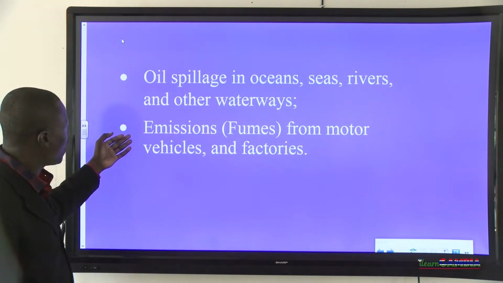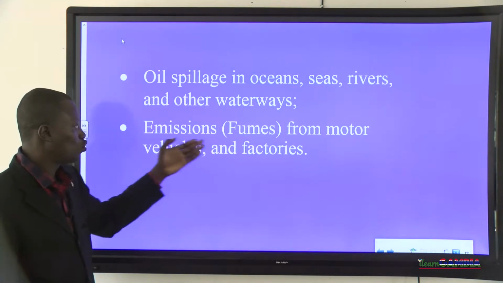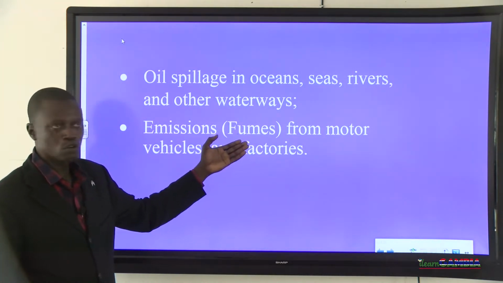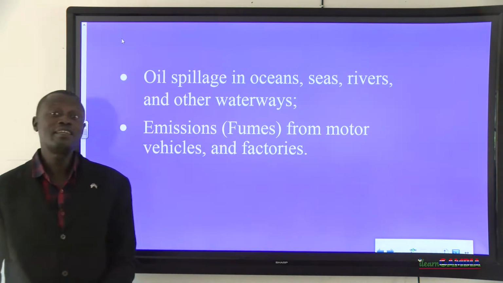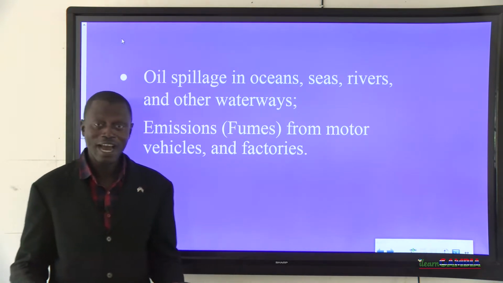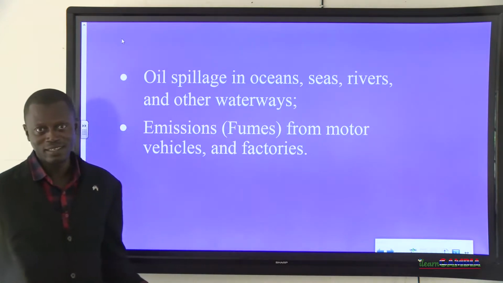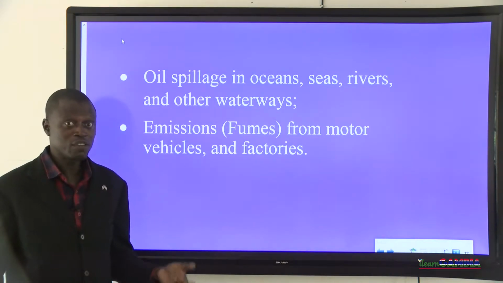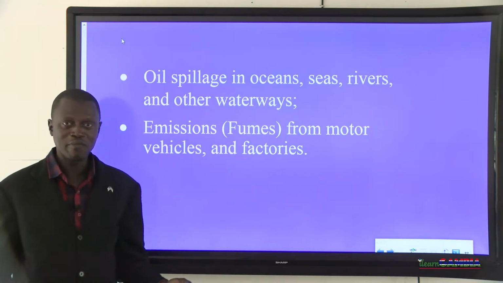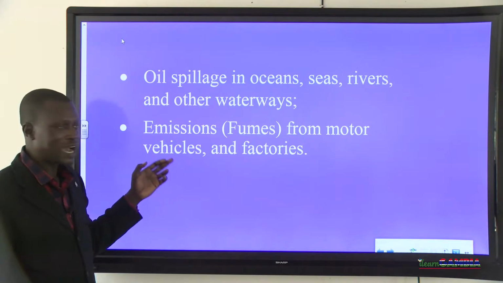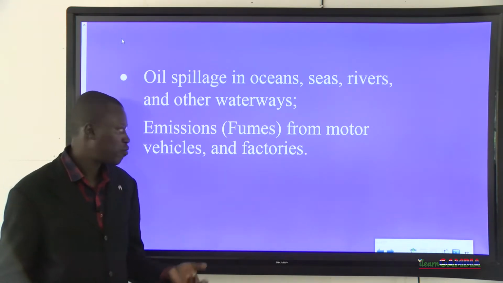Then another cause is emissions. For example, fumes, smokes. This emission usually is in the form of fumes or smokes. From where? From motor vehicles. For example, imagine in the Kanifing municipality alone, how many vehicles usually ply the roads? They are numerous, it's many. And all those vehicles usually emit what? Fumes, smoke from their engines. So all these are hazardous not only to humans and animals, but to the environment as well.